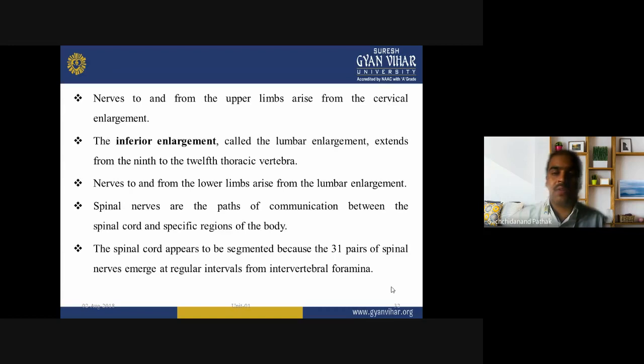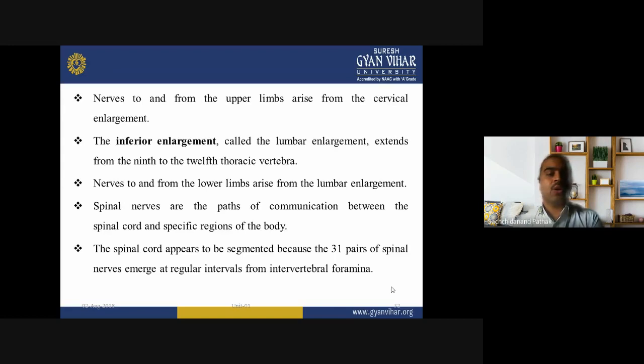Spinal nerves are the path of communication between the spinal cord and a specific region of the body. The spinal cord is an extension of the brain, but it is also a link between the organs and the brain. Every organ present inside the body can communicate with the spinal cord. The spinal cord appears to be segmented because 31 pairs of spinal nerves emerge at regular intervals from the intervertebral foramina.